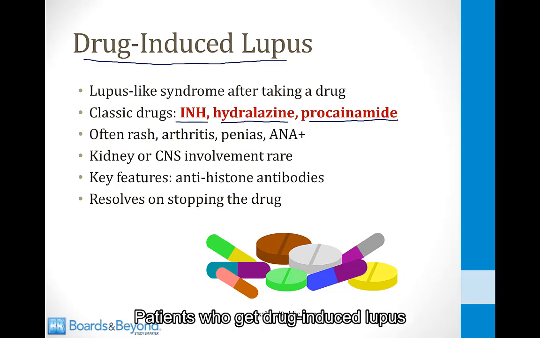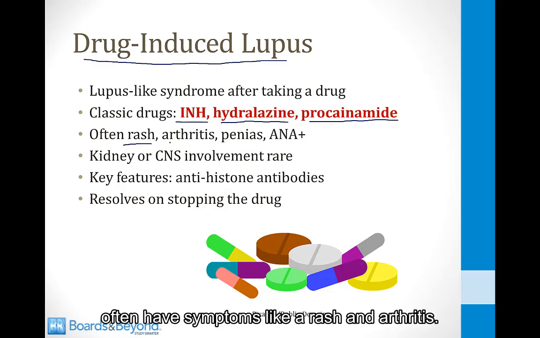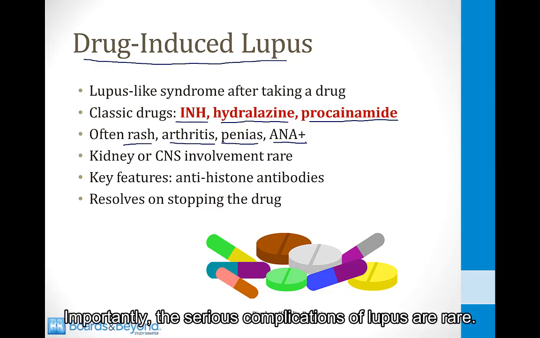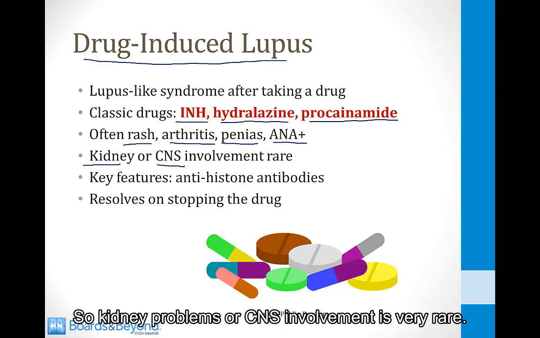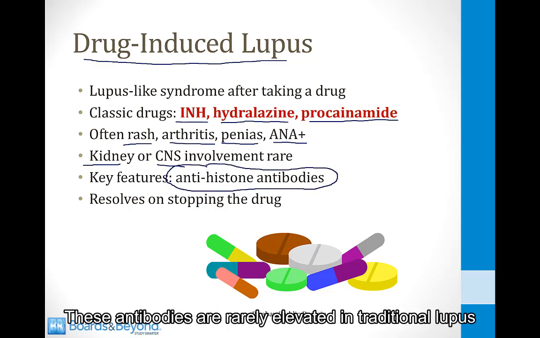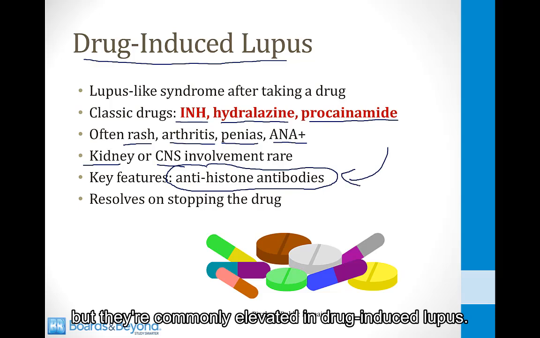Patients who get drug-induced lupus often have symptoms like a rash and arthritis. They can have penias, and they often have a positive ANA. Importantly, the serious complications of lupus are rare, so kidney problems or CNS involvement is very rare. A key feature that's relatively unique to drug-induced lupus is the presence of antihistone antibodies. These antibodies are rarely elevated in traditional lupus, but they're commonly elevated in drug-induced lupus.